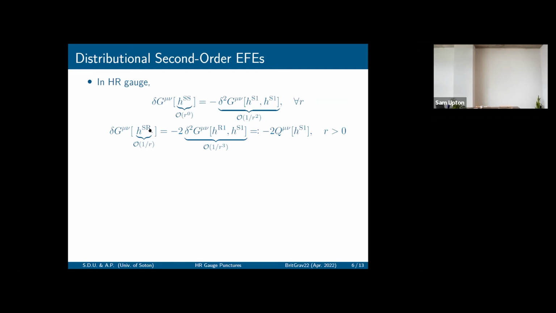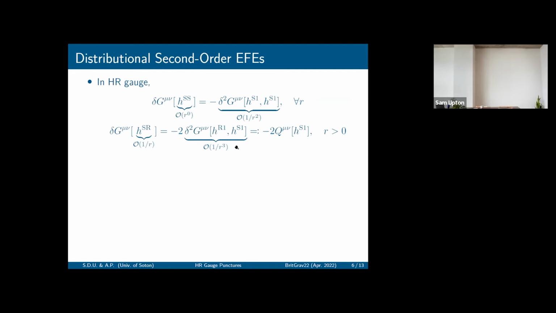And if we move to the hSR piece, although it goes like 1 over r, meaning that when acted on by dg, it goes like 1 over r cubed, you can in fact define it as a linear operator acting on an integrable function.